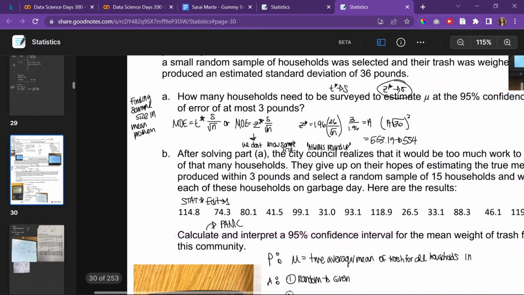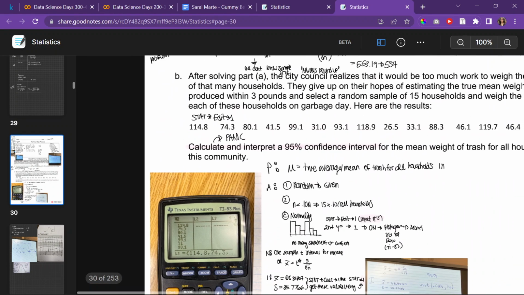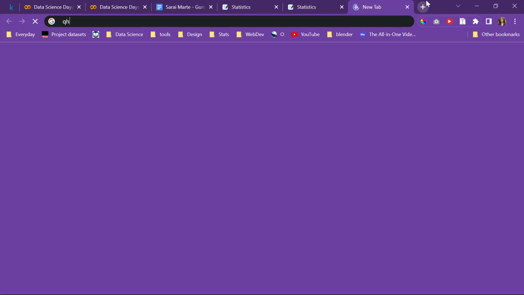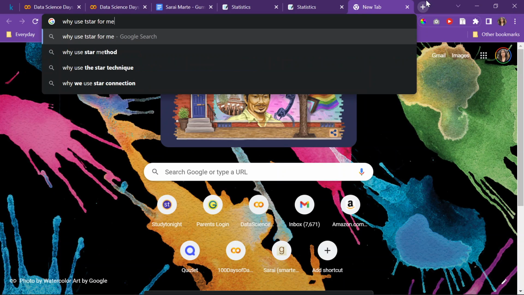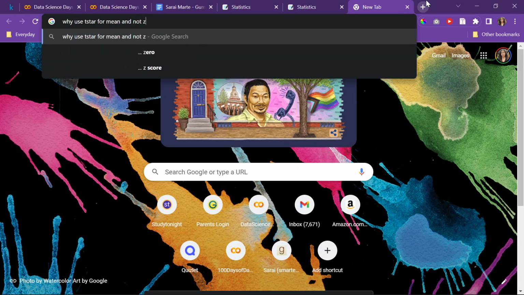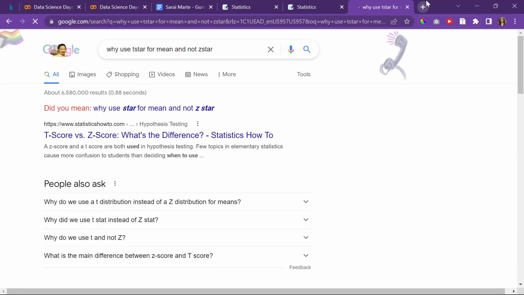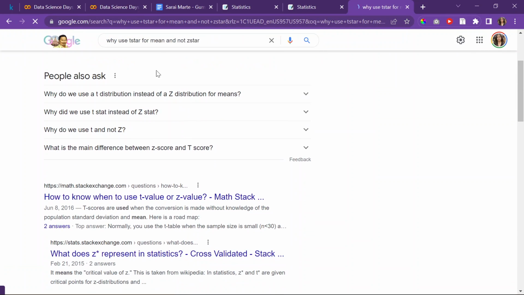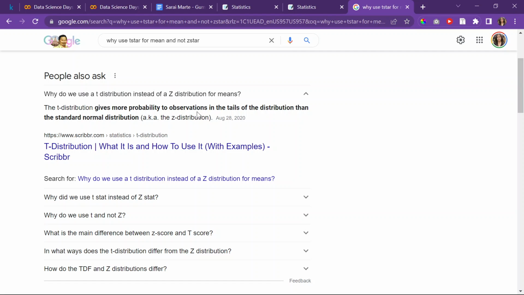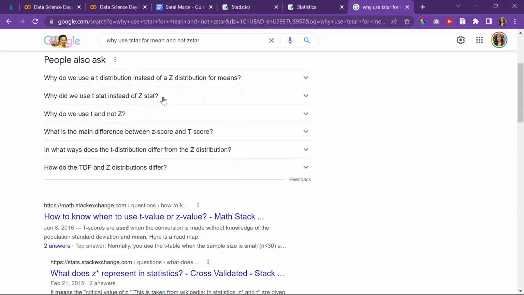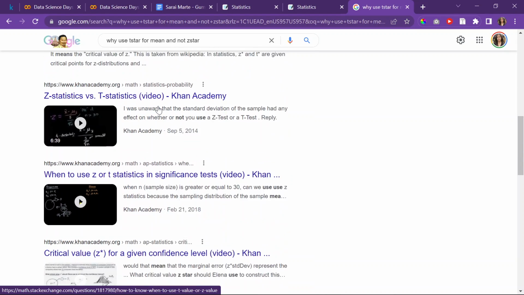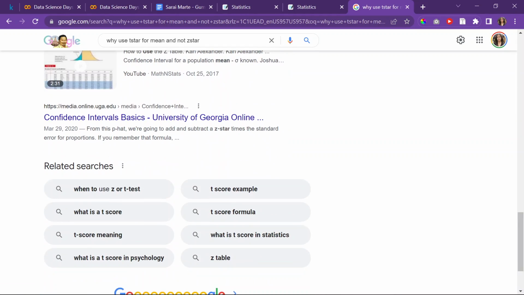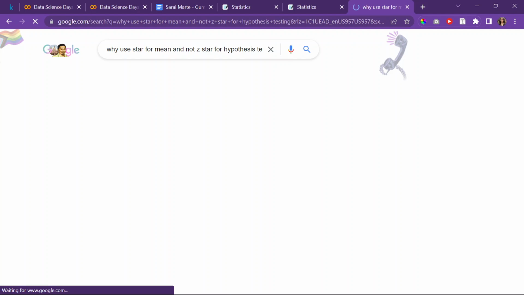Huh, interesting. Let's do some research on this. Why use T star for mean and not Z star? The T distribution is more prone to observations in the tails than the center of a normal distribution. No. How to know when to use T value or Z value? For hypothesis tests.